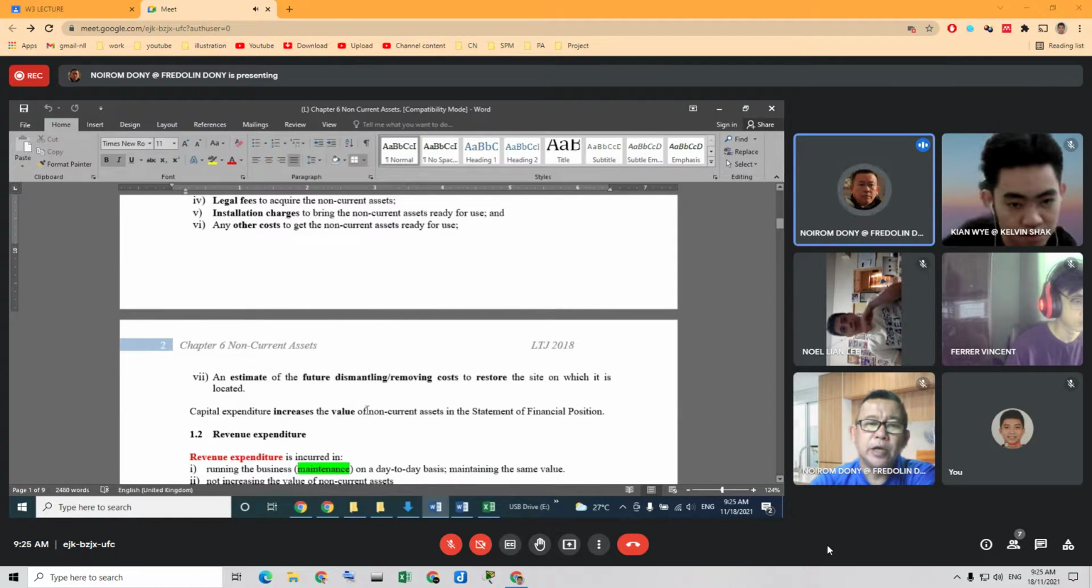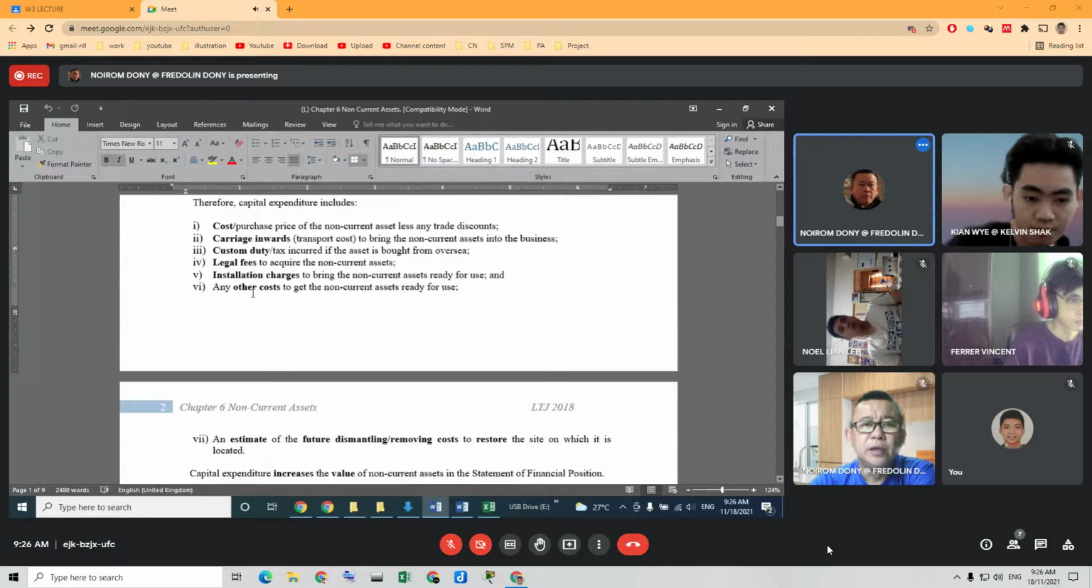So this is telling you how to determine the cost of the non-current asset that you would record in the SOFP, statement of financial position. So the value is not only restricted to the purchase price, but all these 7 types, 7 categories.